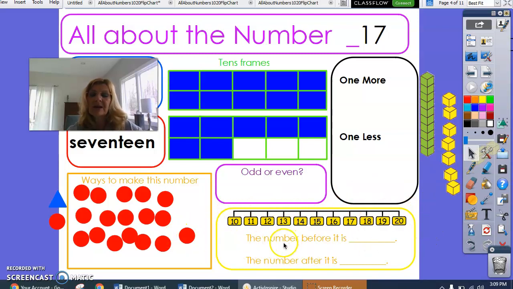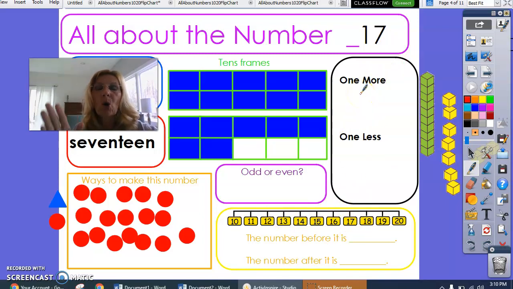Very good. Can you find 17 on the number line? Touch it with your finger. Find 17. Beautiful. You should be right there, 17. Now, let me ask you this, boys and girls. What would one more than 17 be? If you're at 17, remember, one more, you go up one. What's the number after 17?